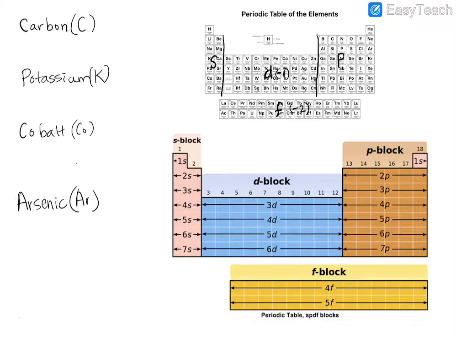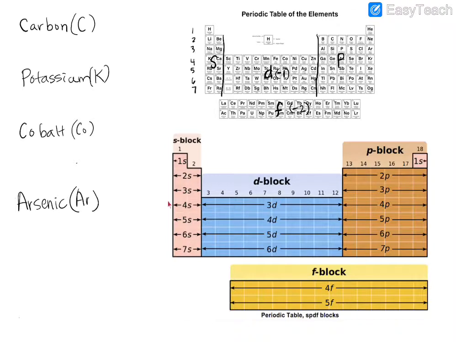Okay, so the first element up is carbon. If we find carbon, which is C on the table, it is right here. What you need to understand is that it is in the P sublevel block. It's in the second period. So don't forget that your period number is like your energy shell. So we can see that carbon is in period 2 in P.